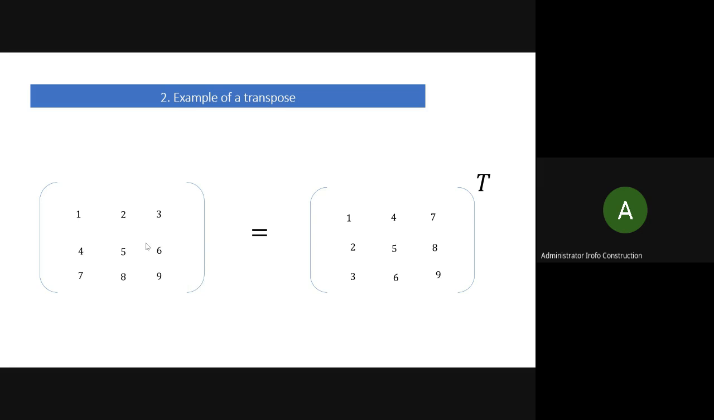The same thing here. If you just transpose this matrix, 1, 4, 7 is a row here, it just becomes a column here. 2, 5, 8 is a row here, it becomes a column here. 3, 6, 9 is a row, it becomes a column here. For the transpose.